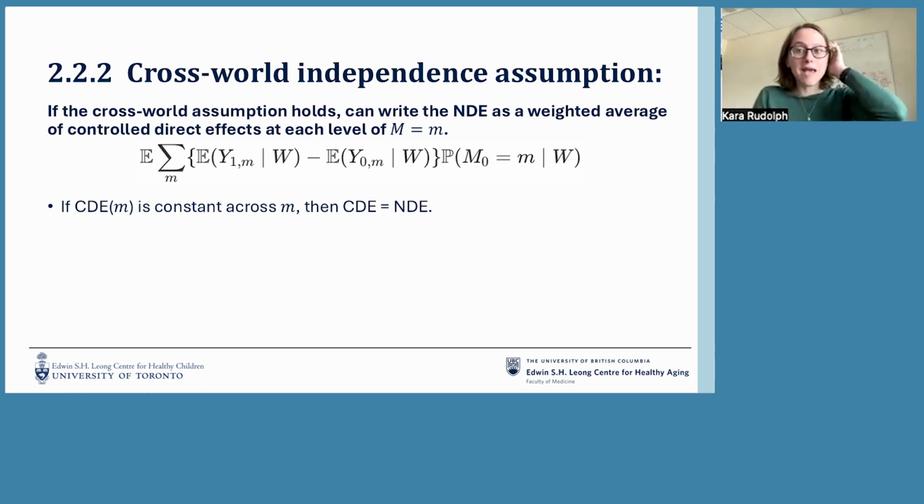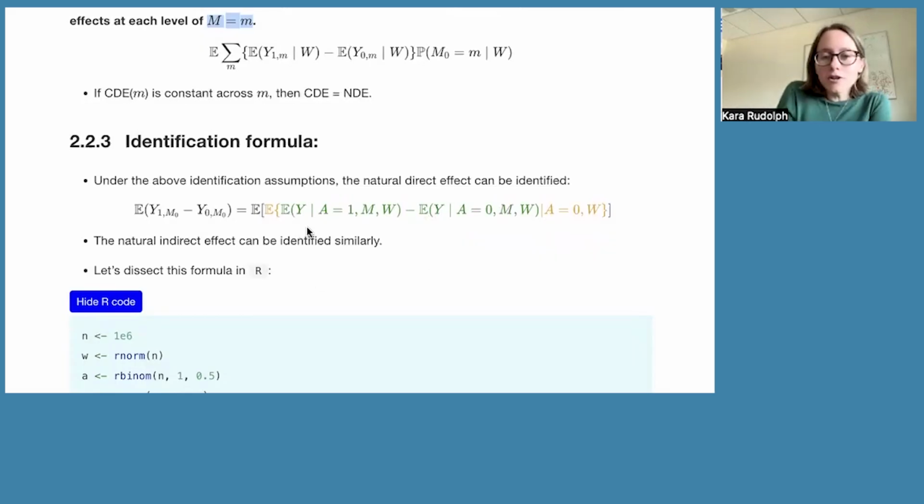And it is in this case, where we talked about Baron and Kenny, the most popular method, that if you have correct model specification, you can interpret the Baron and Kenny approach as a causal effect in that very special case. Okay, so under the above identification assumptions, the natural direct effect can be identified as this.